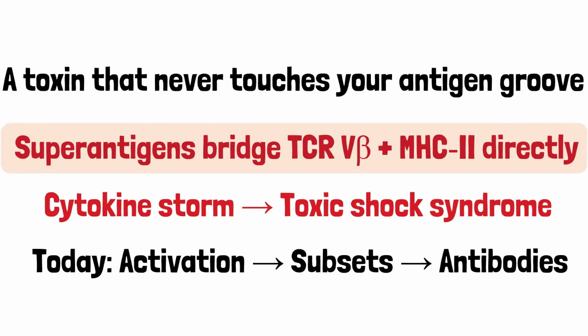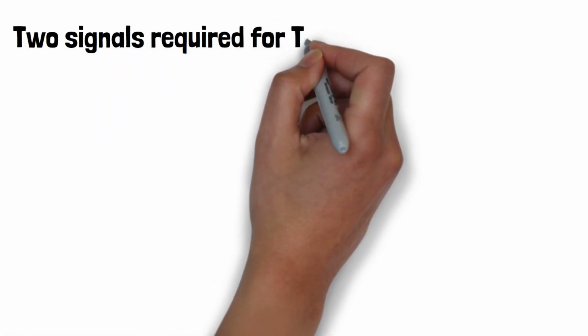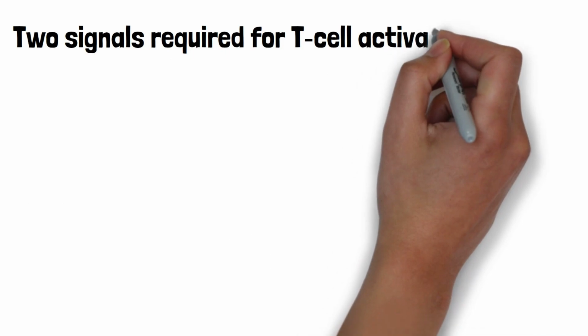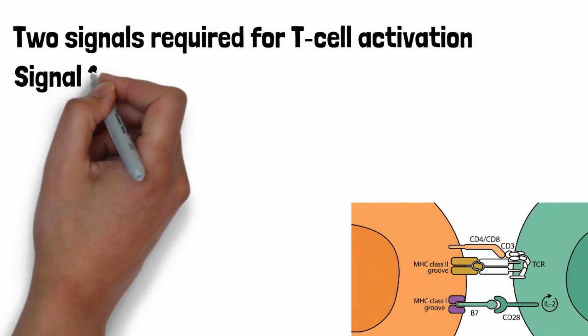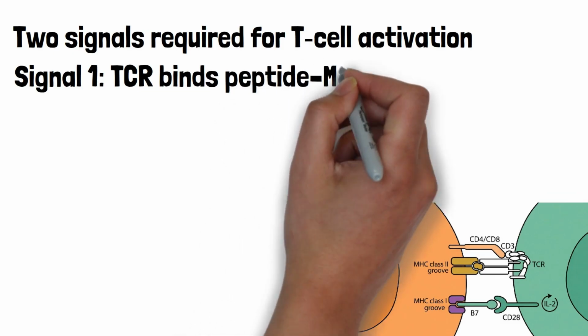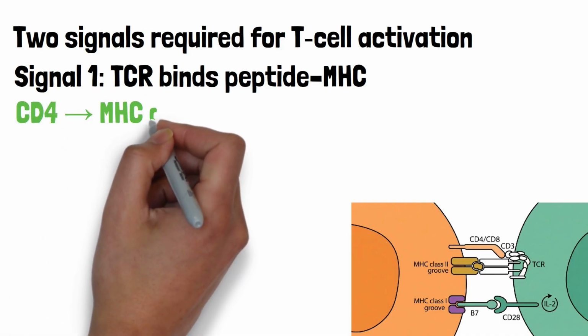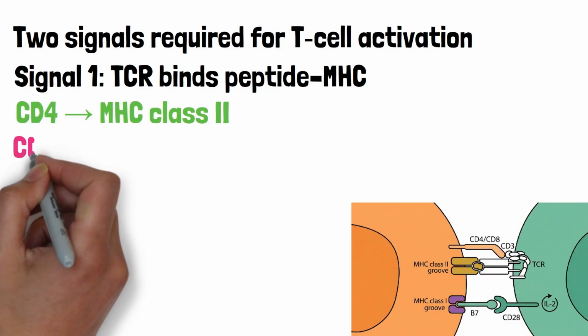Let's start where every adaptive immune response begins: how a naive T cell actually gets switched on. Naive T cells get activated in secondary lymphoid organs, and they need two separate signals before they'll commit. The first is antigen recognition, the T cell receptor binding a peptide sitting inside an MHC groove on an antigen-presenting cell. Which co-receptor is involved tells you which MHC class you're looking at.